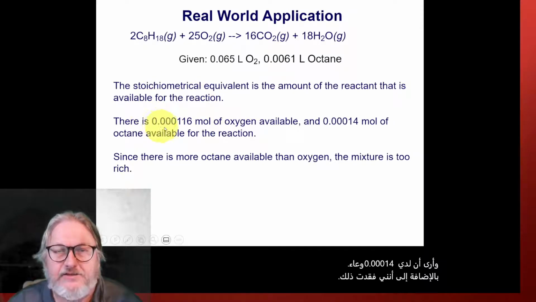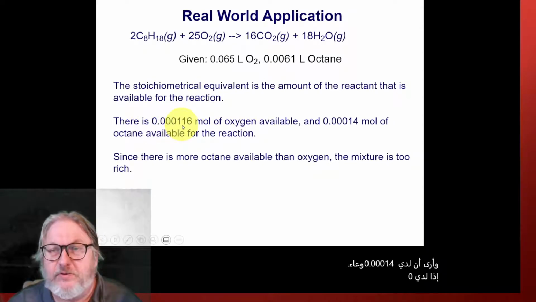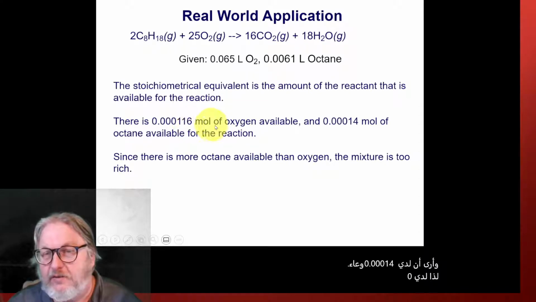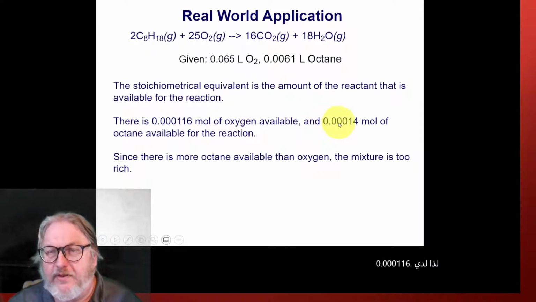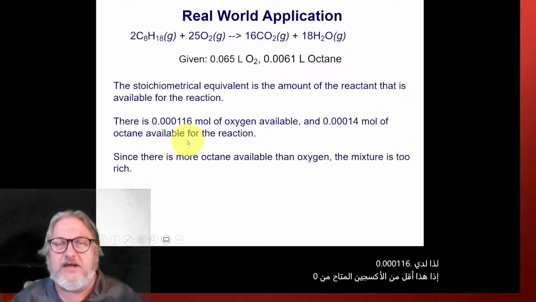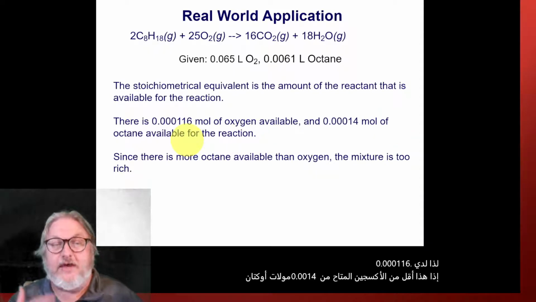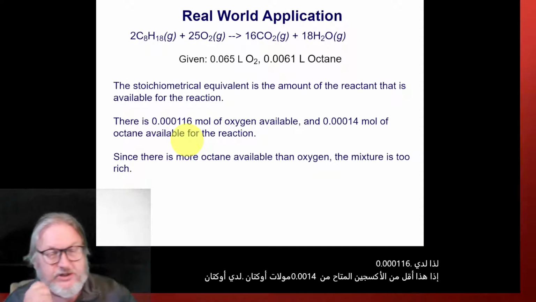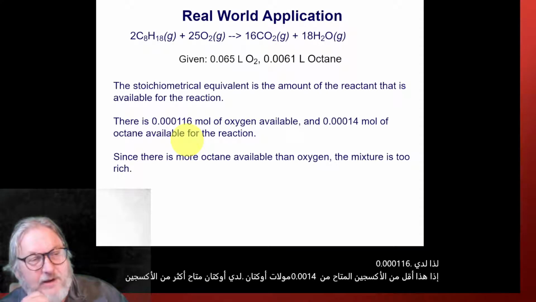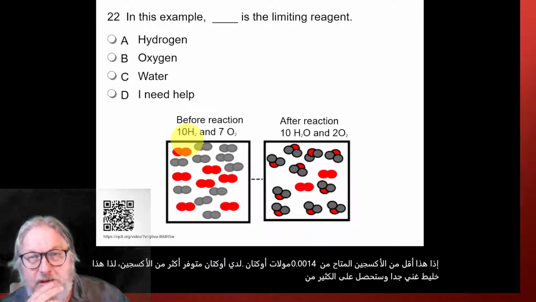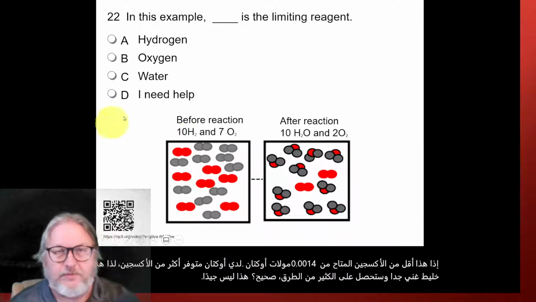So I've got 0.00016, so that's less oxygen available than 0.0014 moles of octane. I've got more octane available than oxygen. So that mixture is too rich, and you're going to get a lot of knocking, right? That's not good. So let's look at a visual.